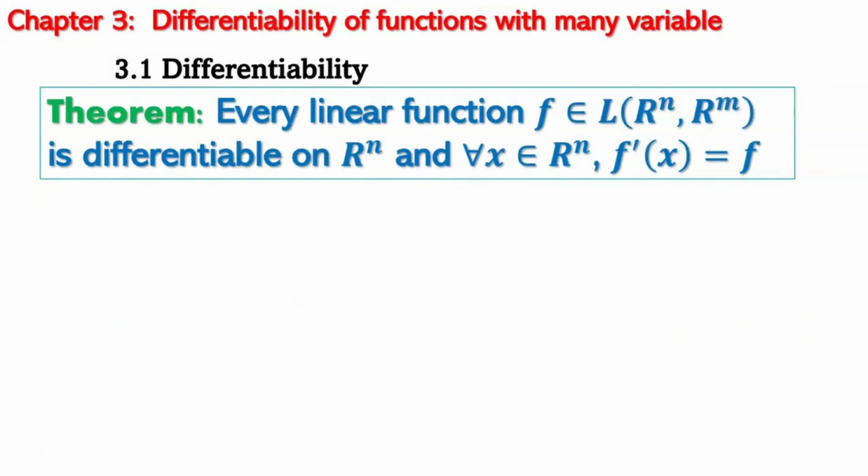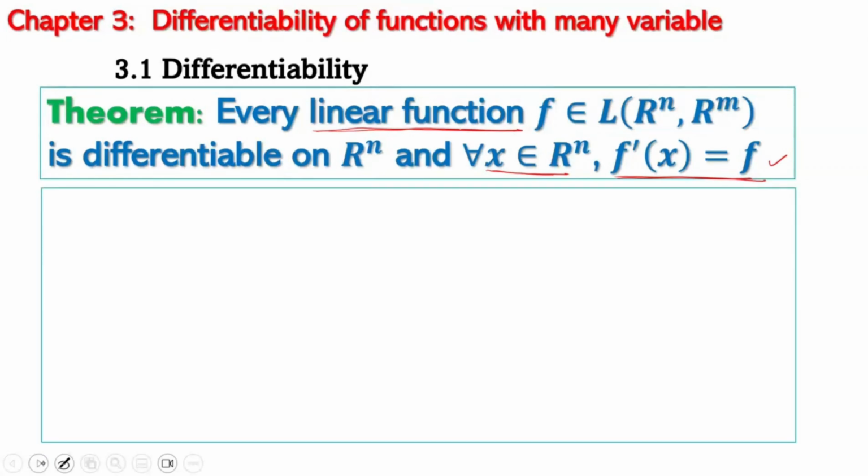Now here is another interesting characteristic of linear functions. So this is the condition that the function should be linear. If the function is linear, then f is differentiable on Rn, and for all x belonging to Rn, f dash x is equal to f. The linear function's derivative will be the same as the function. To understand this part, we will take one example.